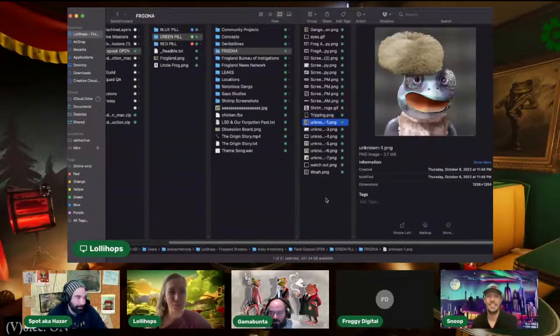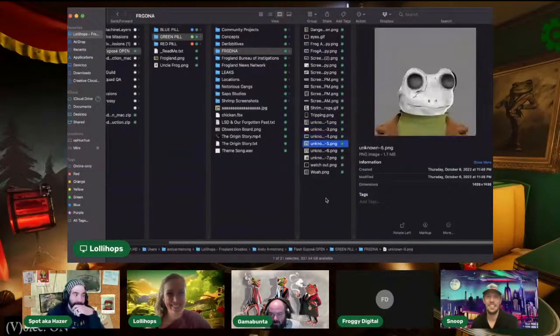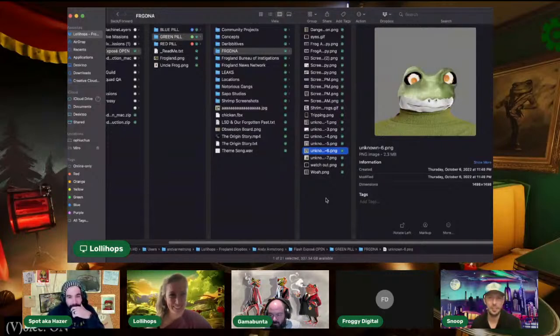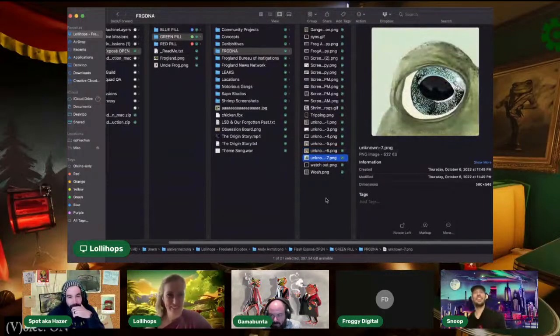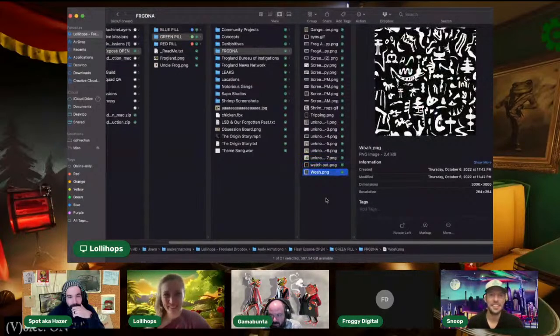Oh yes, there are a couple special frogs in here. Putting these wonderful little creatures together was such a monumental task. Oh my god. Yeah. Definitely insane.